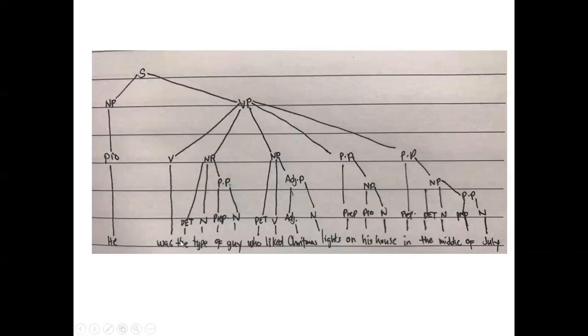Next, the type of guy. Basically the type of guy is a noun phrase because the is a determiner and type is a noun. But we have of guy. Of is a preposition and guy is a noun. So preposition plus noun, we can directly conclude that it is a prepositional phrase. So the type of guy is composed of that noun, then the prepositional phrase, that will become the noun phrase, and it will be connected directly to the VP.